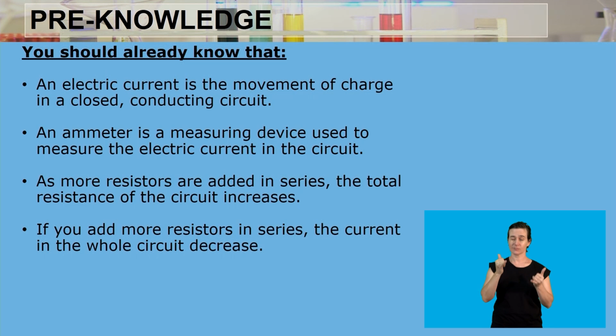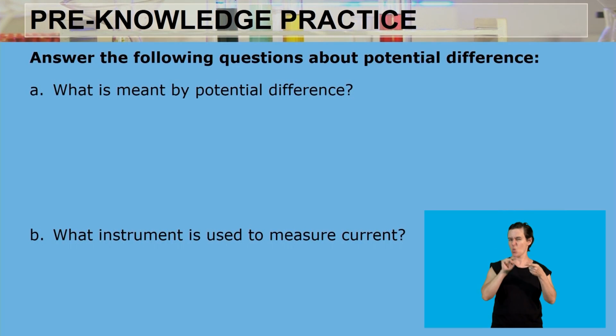Now remember the relationship between current and resistance: when one increases, the other decreases, but in this case we're talking about a series circuit. With this information, can we answer the questions that are given to us? The first question says, what is meant by potential difference? And the second question asks, what instrument is used to measure current?